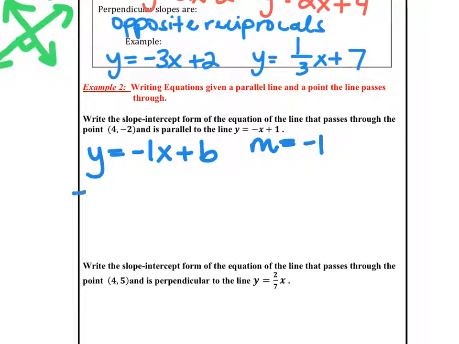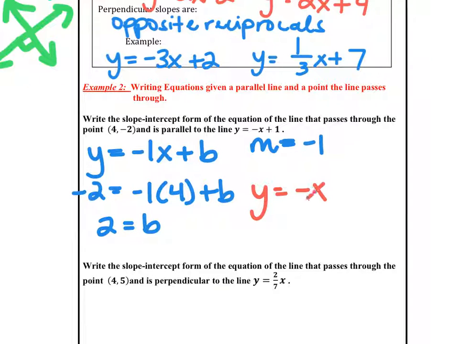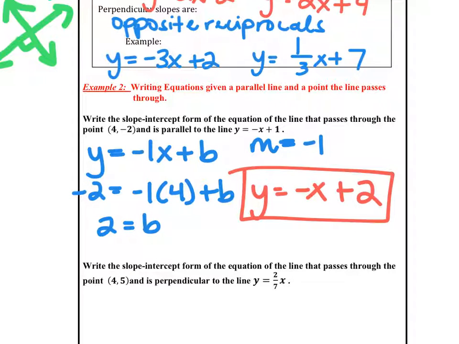So we get negative 2 equals negative 1 times 4 plus b. So b would have to be positive 2. So the equation of the parallel line would be y equals negative x plus 2. It has the same slope and a different y-intercept. But it had to go through that point specifically, which is why I had to solve for the y-intercept specifically. That's incorrect.